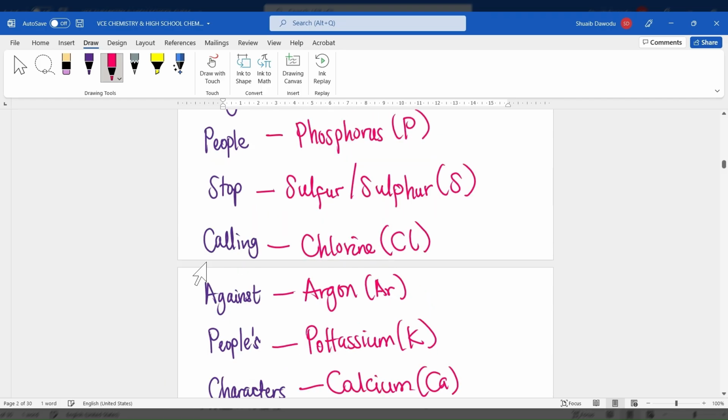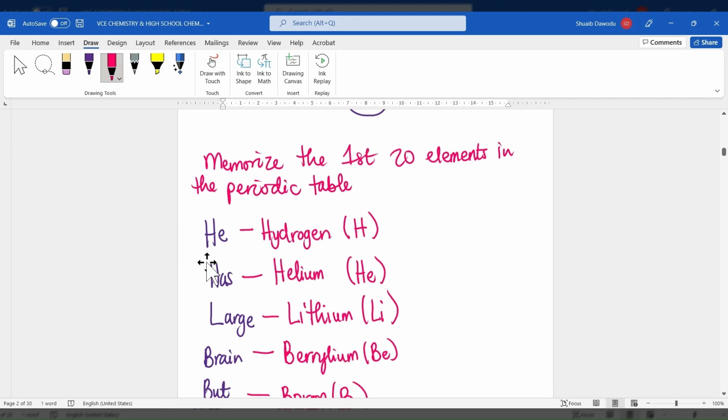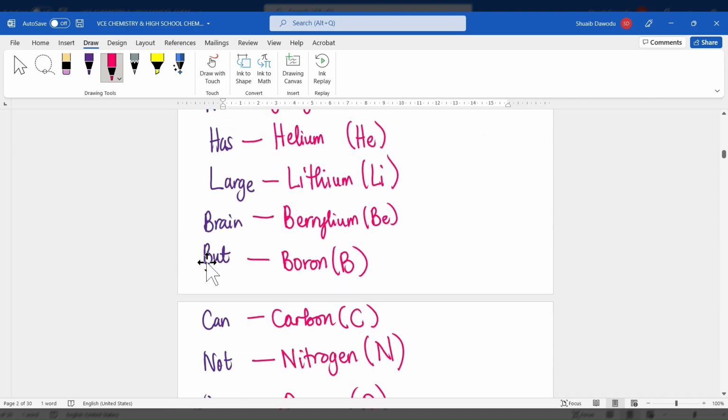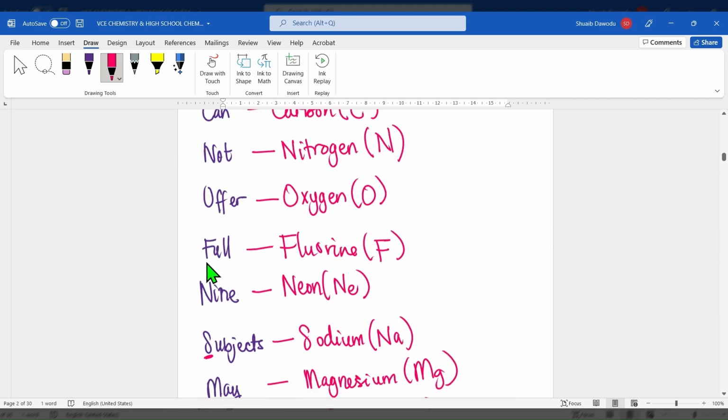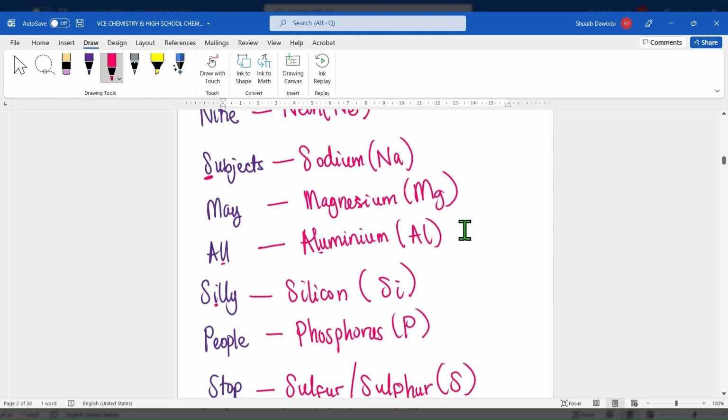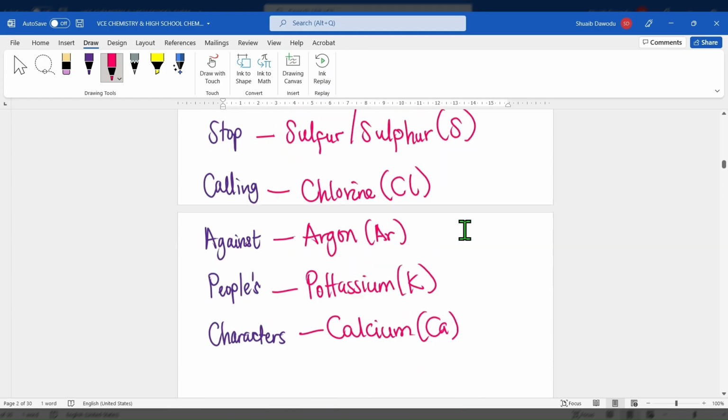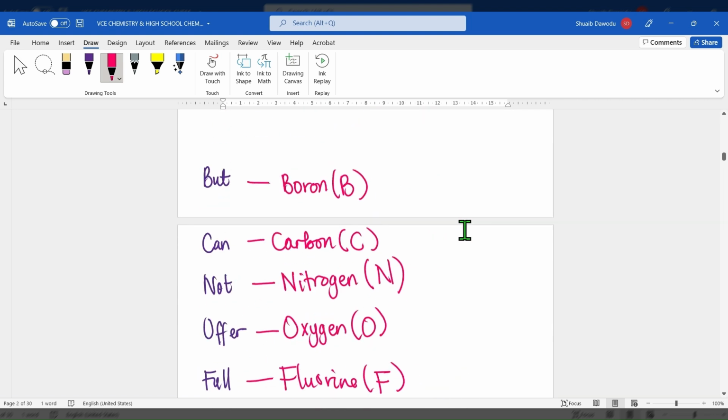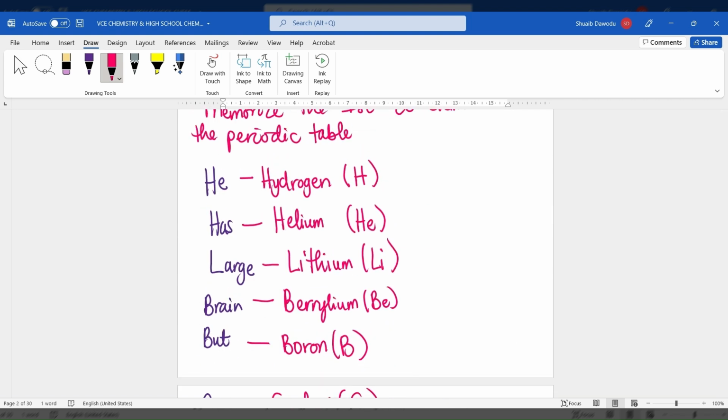Now, I have written all of this. He has large brain, but cannot offer full 9 subjects. May all silly people stop calling against people's characters. Now, on the side of each one of this, you have whatever the atomic number is. So the atomic number, which I'm just going to write as A sub N U M. So atomic number is just going to correspond to what it is when I say it has large brain.